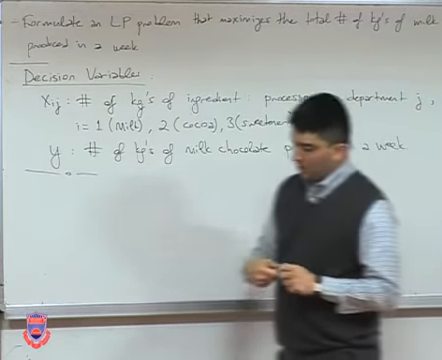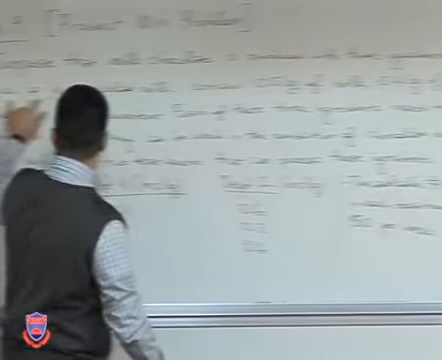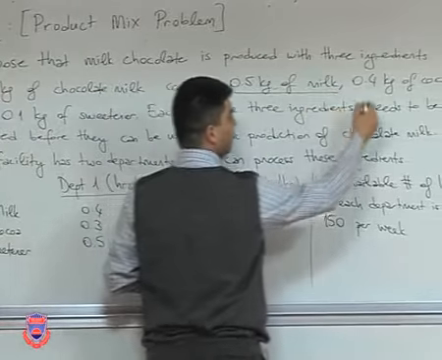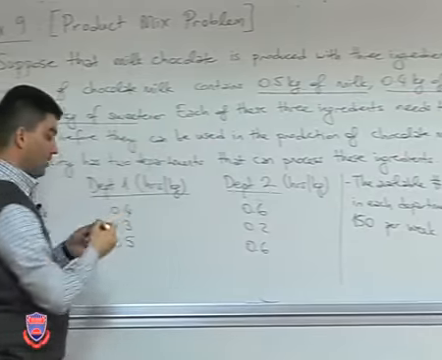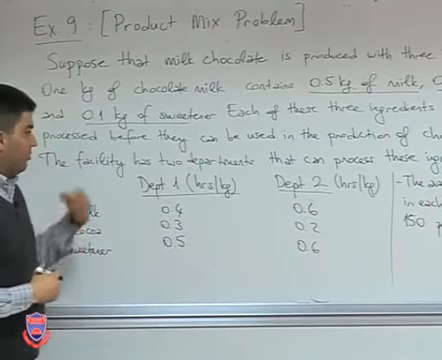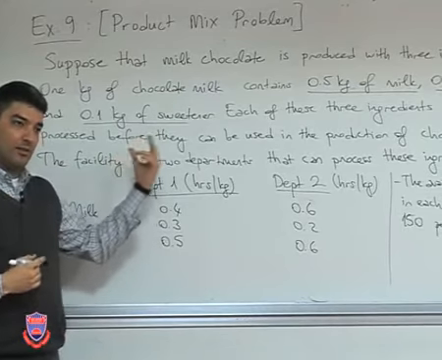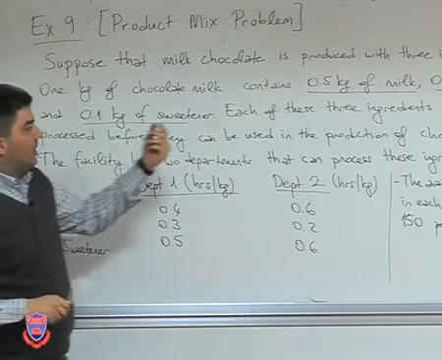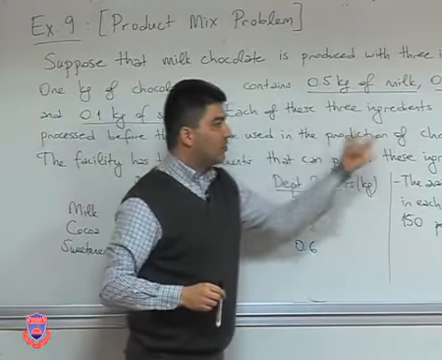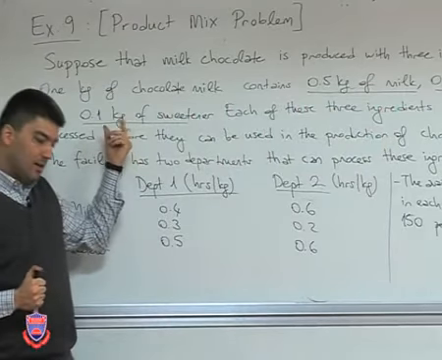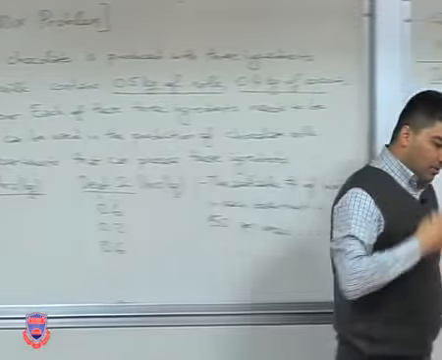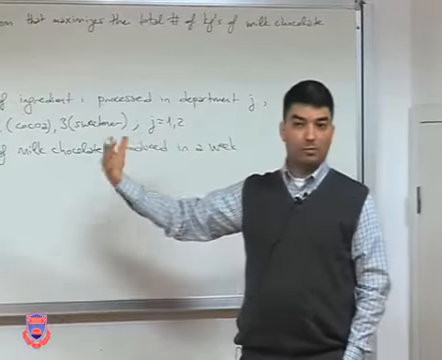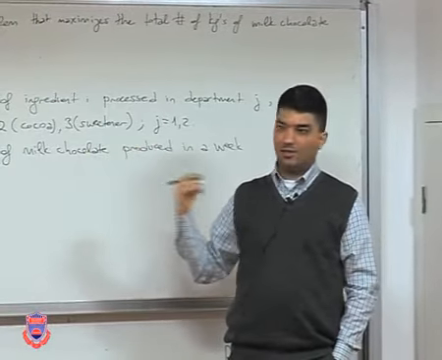Well, there's one thing you need to be careful about. If I go back to the problem, to produce 1 kilogram of chocolate milk, I have to have this much milk, this much cocoa, and this much sweetener. So when I process the ingredients, I should pay attention to these proportions. If I want to produce exactly 1 kilogram of milk chocolate, I need to process exactly this much milk, exactly this much cocoa, and exactly this much sweetener. So in this production planning problem, you have to pay attention to the proportions of the ingredients that you're going to process.